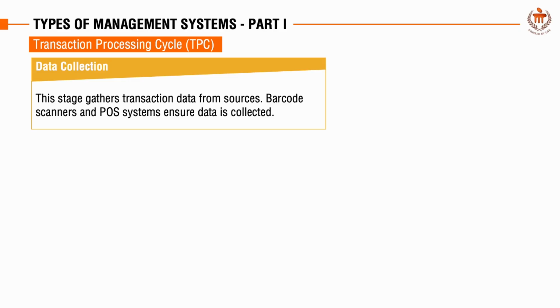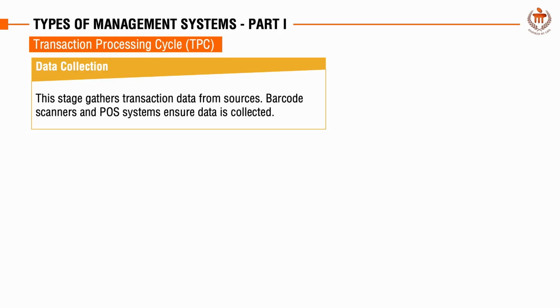The transaction processing cycle, TPC, is a step-by-step process that helps businesses manage transactions accurately and efficiently. Let's now discuss the 6 key stages. First step is data collection. This stage gathers transaction data from sources like sales, customer interactions, or operations. Tools such as barcode scanners and POS systems ensure data is collected automatically and accurately, reducing errors and redundancy.